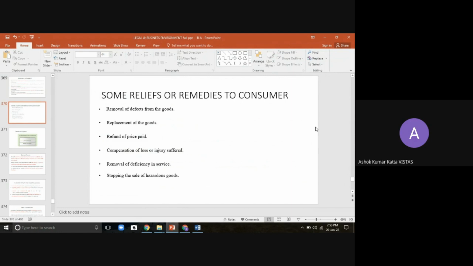So what are we going to get? Here I have mentioned the list of points. These six important points are the remedies whenever the consumer is cheated. First one, removal of defects from the goods.